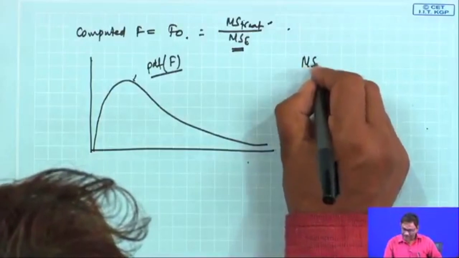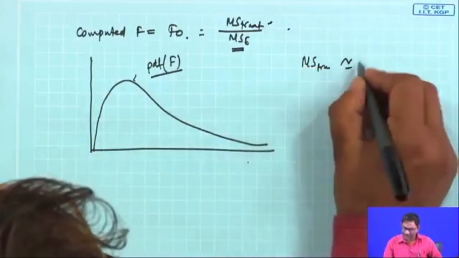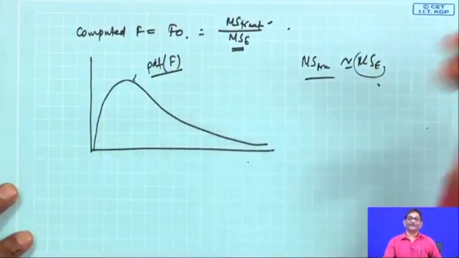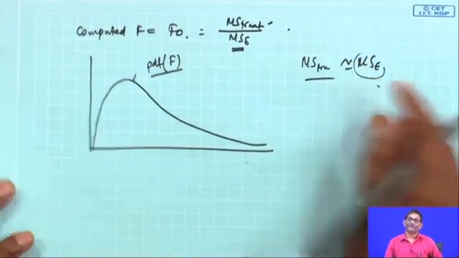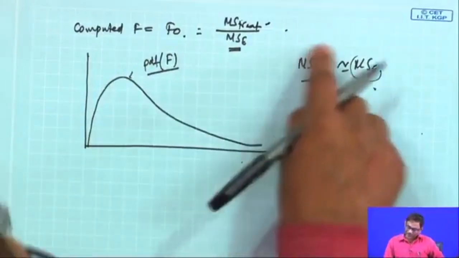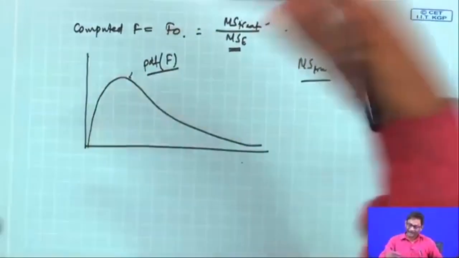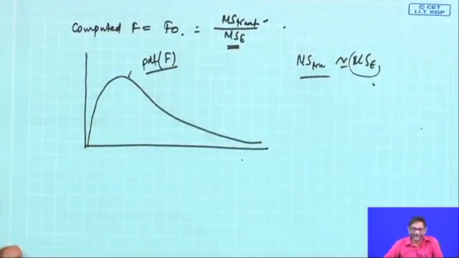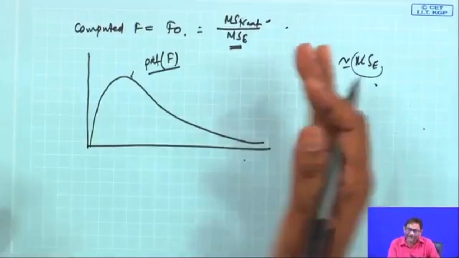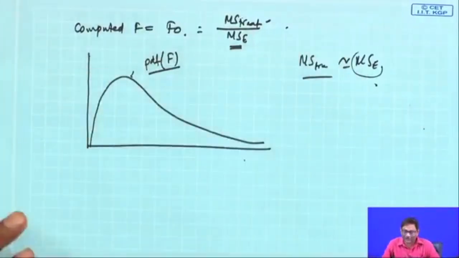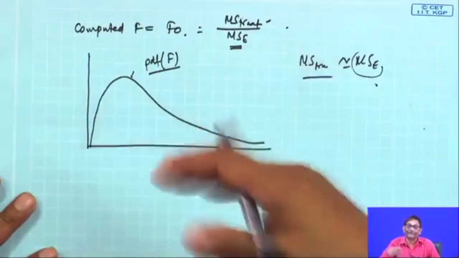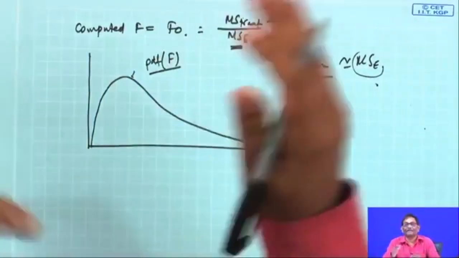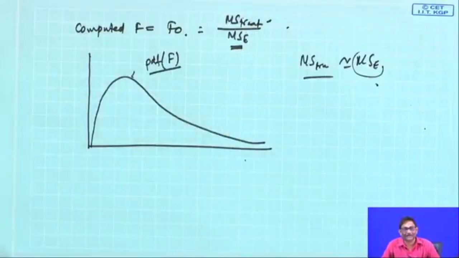MS treatment is almost equal to MSE. What is MSE? It is error, the random error. The error occurring here is because of randomness. So again, if MS treatment, the different level effects, is also equal to the random error effect, it means there is no effect. That means the means at different treatment levels are not different.